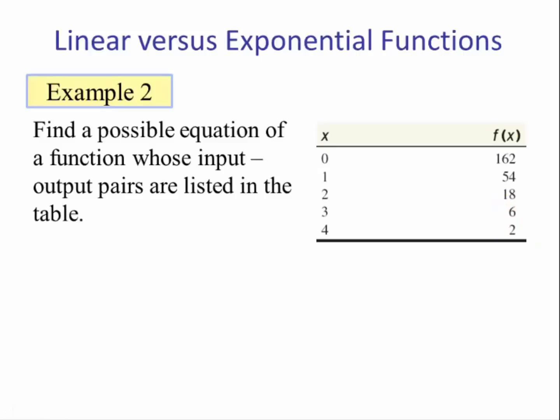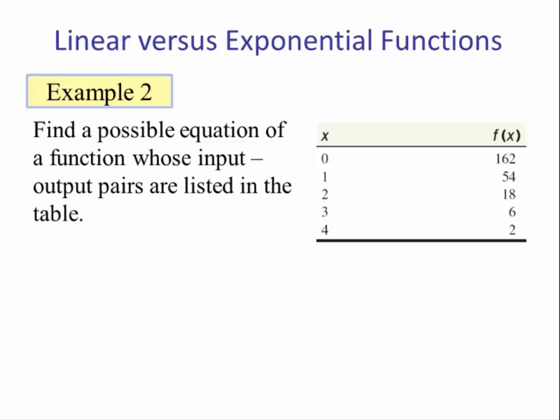Our first step is to take 162 and divide it by 54, and we get 3. Our next step is to take 54 and divide it by 18, and we get 3. 18 divided by 6 is 3, and then 6 divided by 2 is 3. So we are dividing by a constant number. Dividing by 3 is the same thing as multiplying by 1/3. So this is an exponential function.